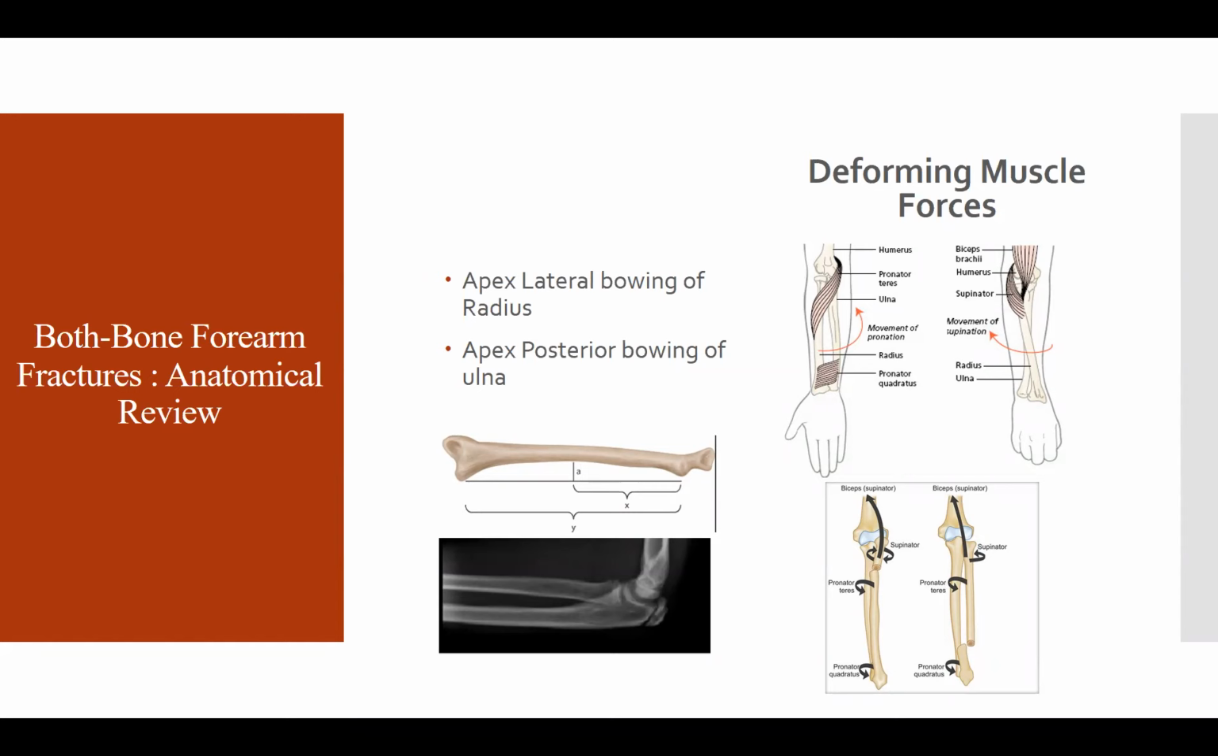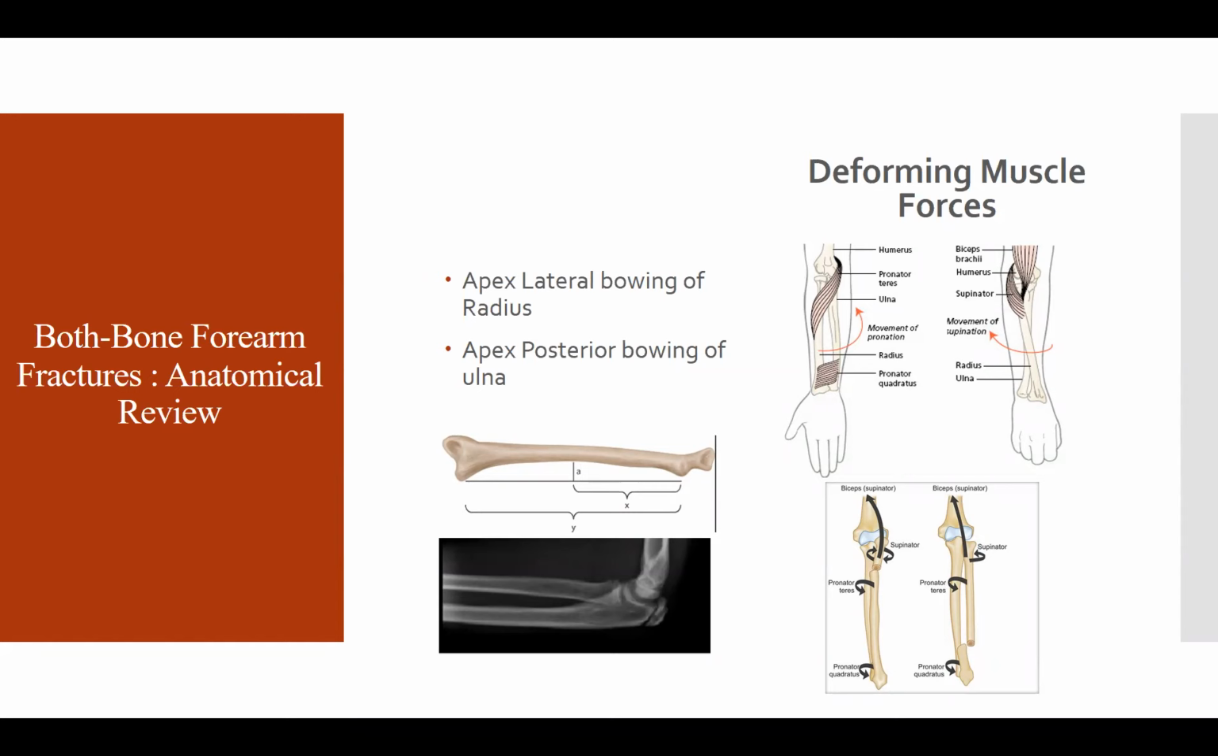You have the lateral bowing of the radius, and later on we'll talk about why that's important to maintain your range of motion. Talking about range of motion, your physiological range of motion for supination should be between 80 and 120 degrees. Pronation should be 50 to 80 degrees.